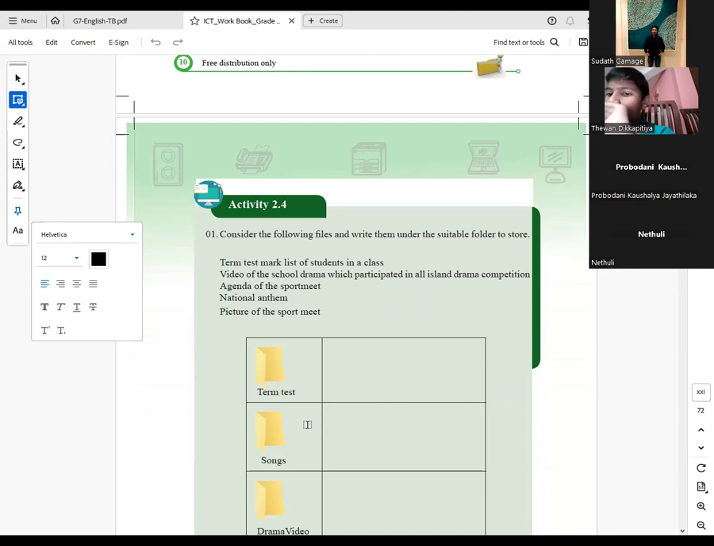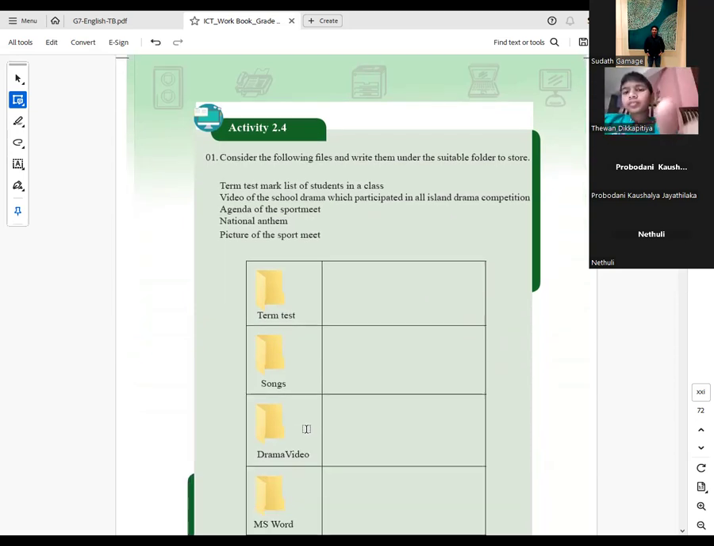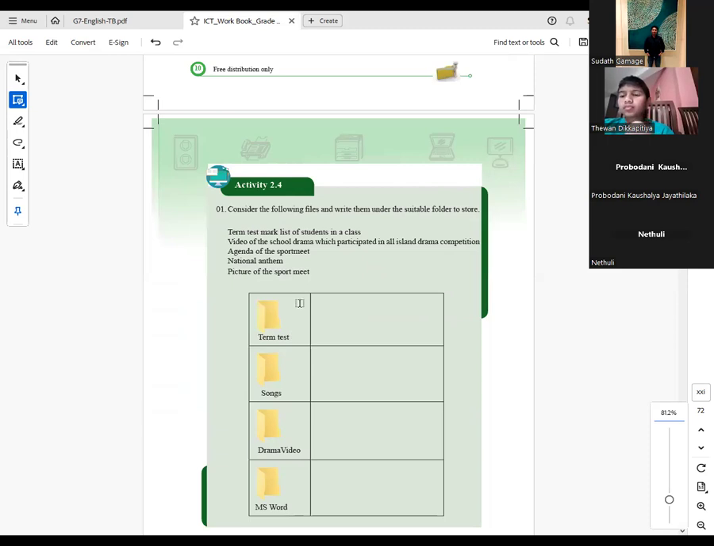Consider the following files and write them under the suitable folder to store. Term test mark list of student in the class. First folder. That is first folder.